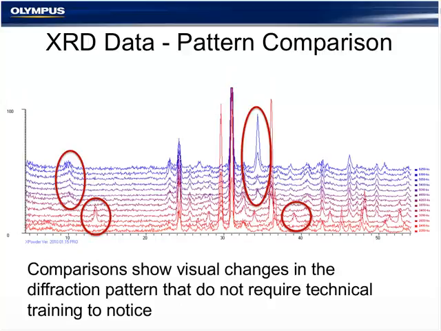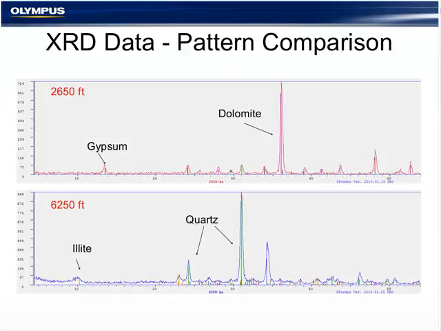Picking out two of the diffraction patterns from that waterfall plot, we can look more closely at certain depths to see the changes in mineralogy. Here we can see the change in composition from 2,600 feet to 6,200 feet. The changes are labeled accordingly.